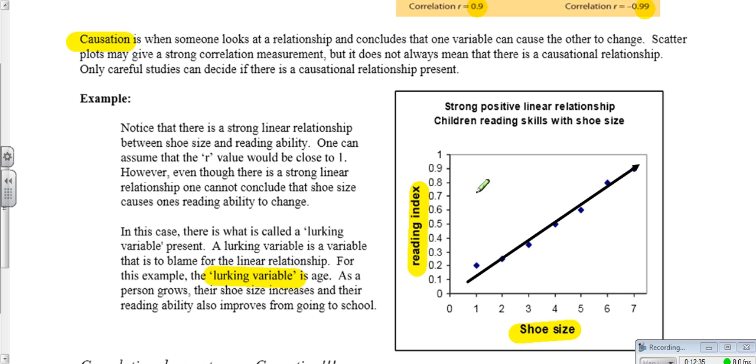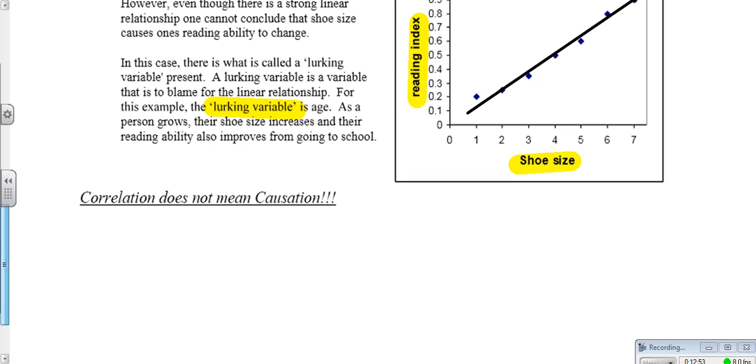And that's where studies come in, where hospitals will do studies and experiments, that's called experimental design, to clean out all the lurking variables to actually know what causes what. Very important with medicine. Alright? And the key here is that correlation does not mean causation. And this ends lesson 5.4, part B.